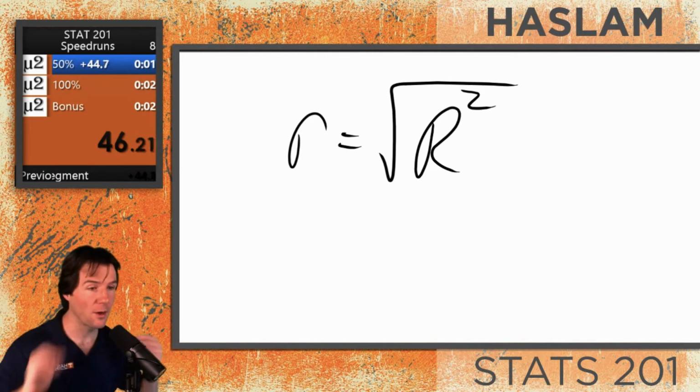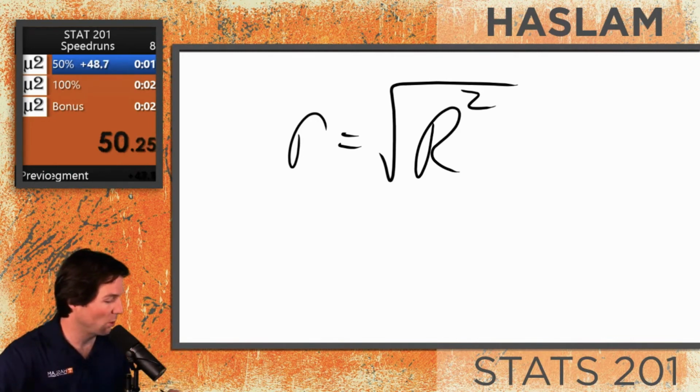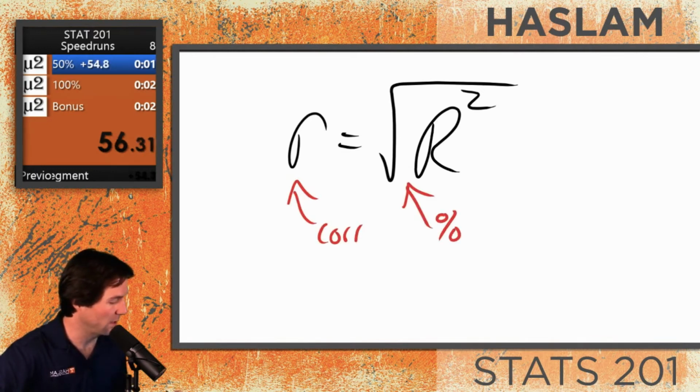So R is not R squared. They're not the same thing. One is correlation. So this one right here is correlation. We'll write cor below it. And this one here is percent of variation explained.